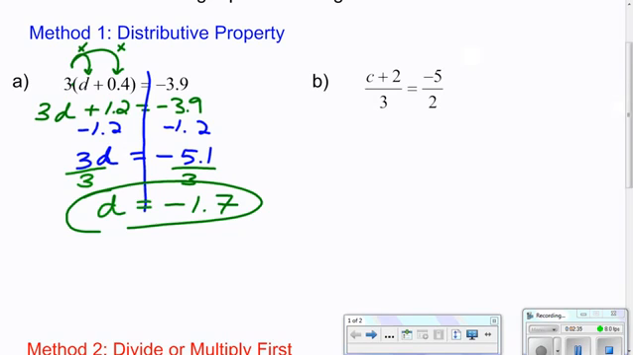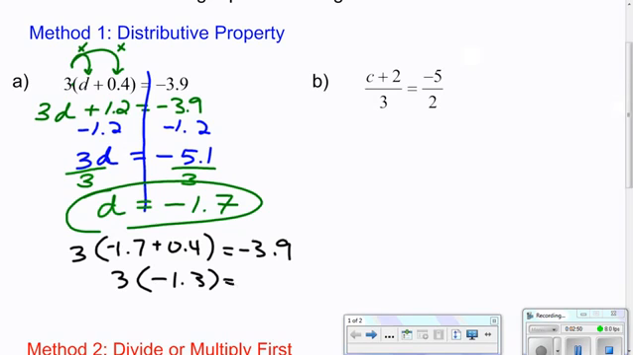Okay, and then we could substitute that to check. So we could go 3 times negative 1.7 plus 0.4 should equal negative 3.9. Solve inside our brackets first. 3 times negative 1.3 should equal negative 3.9. Now we can multiply, negative 3.9. So we get the same on both sides, so our check works. So our solution of negative 1.7 is correct. So that's using distributive property when we are multiplying.